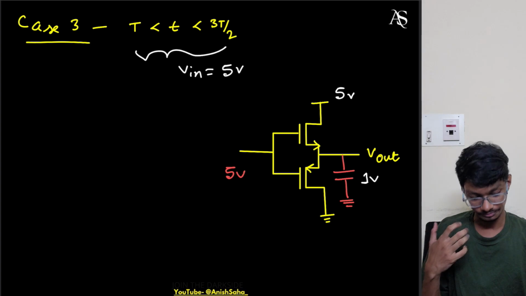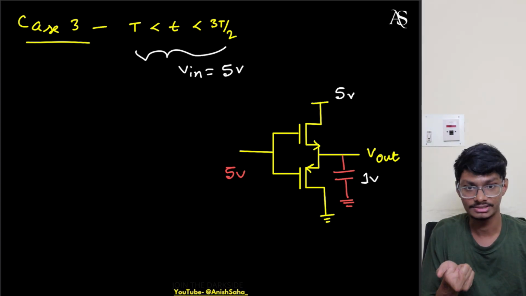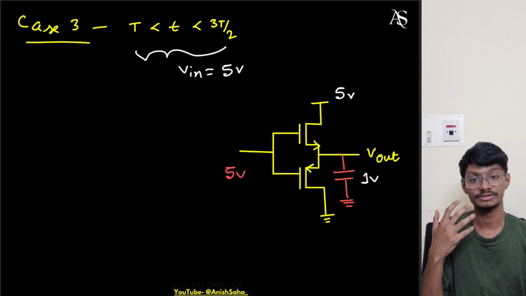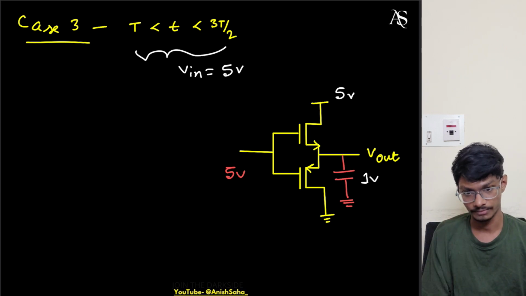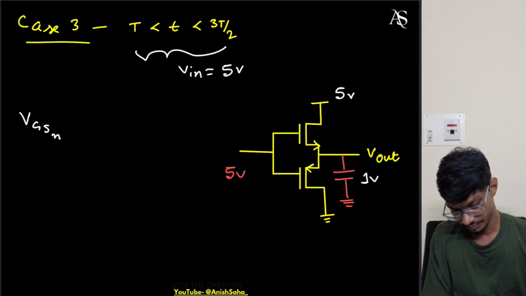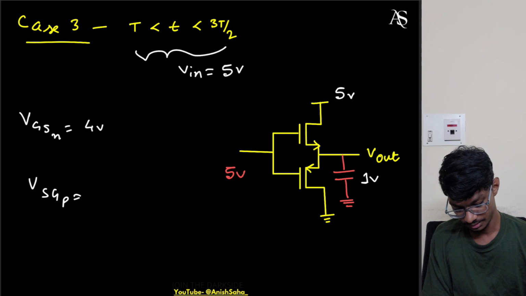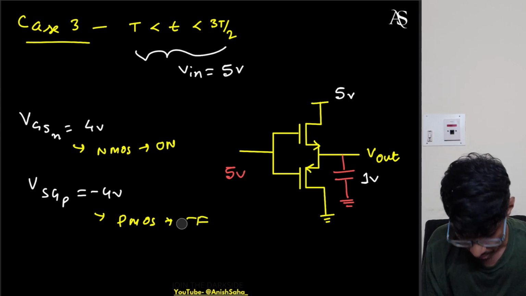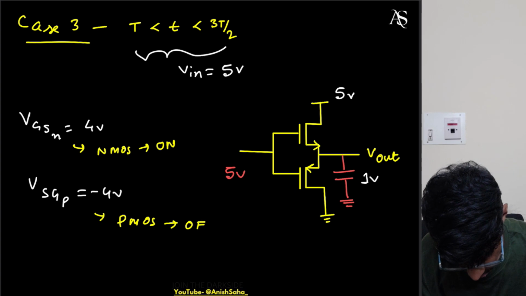So if it is charged to 1 volts, what is the VSG now? In the first case, the initial VSG was 4 volts. Now the initial VSG will be less, it will be 4 volts only. So initial VGSN is 4 volts only, and VSGP is minus 4 volts. So this NMOS will be on and this PMOS will be off. PMOS will be off and NMOS will be on.